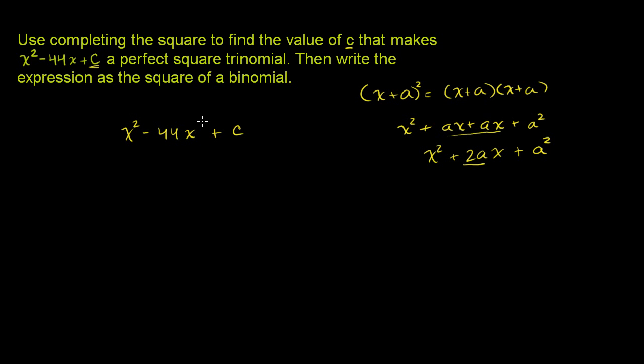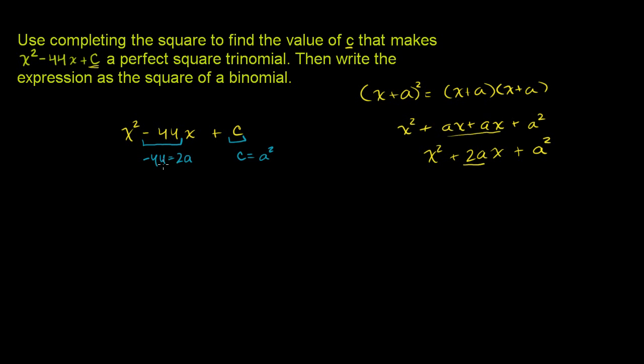So if we look over here, this thing right here is 2a. If we want to make this look like a perfect square, that has to be 2a. So negative 44 is equal to 2a. And this c, if we pattern match, has to be equal to a squared. So what's a?